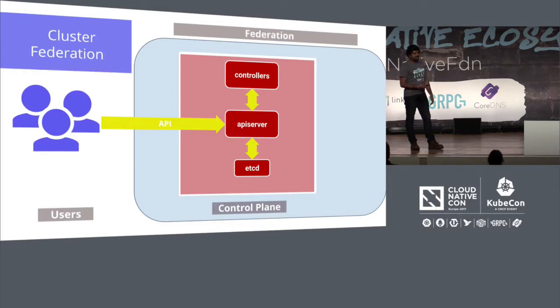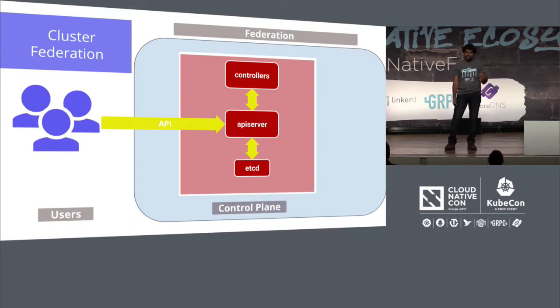In Federation, again, the control plane looks very similar. There's Federation API server, and users are talking to Federation API server. They express their desired state, what they want. It's stored in etcd. And then there's Federation controllers, which make that desired state happen.